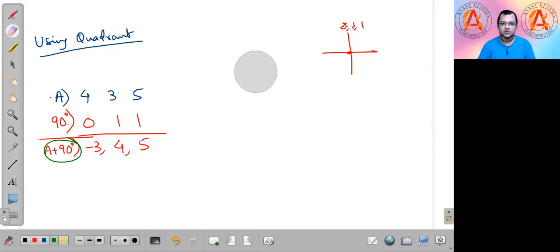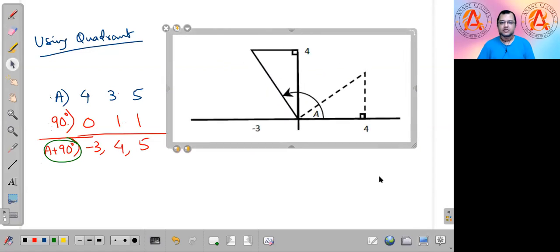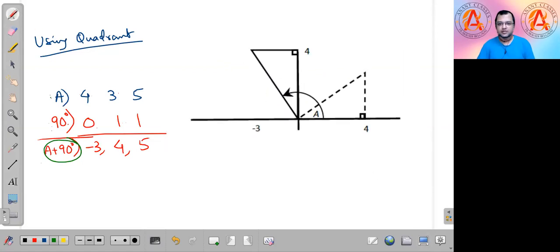Yeah. So I'll show you in this neat diagram. This is what is happening. This one, see, minus 3, 4, 5. This one is getting formed. Okay, just a minute.